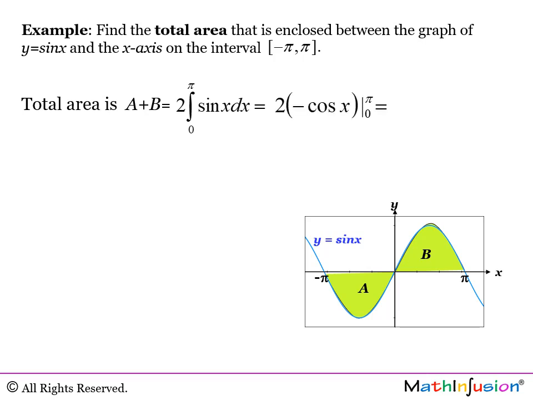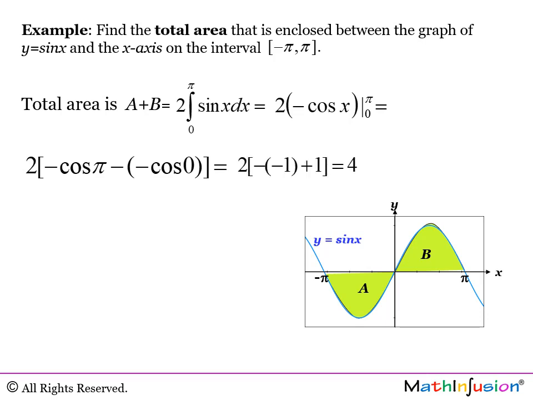The antiderivative of sine x is negative cosine x, and the limits are pi and 0. So we get that the total area is 2 times negative cosine pi minus negative cosine of 0. Cosine of pi is negative 1, and cosine of 0 is 1. And please pay attention, we have minus cosine 0, so it is a plus. And we get that the total area is 4.